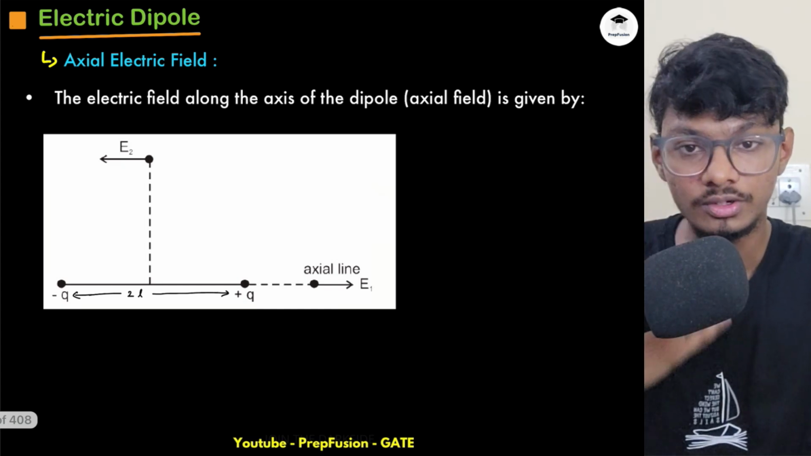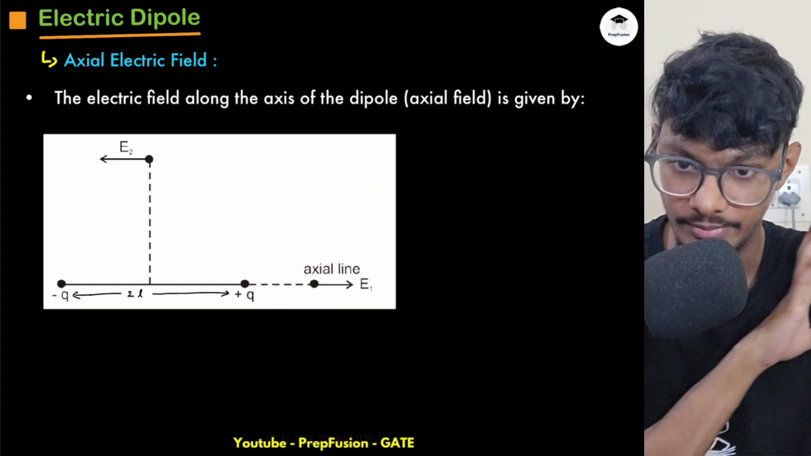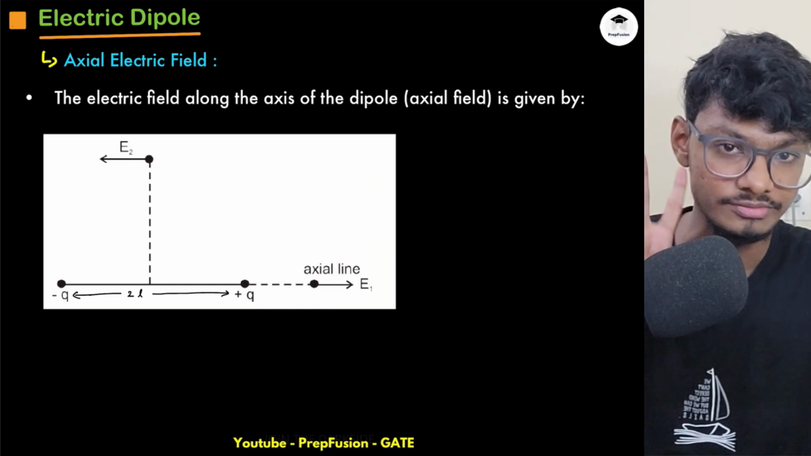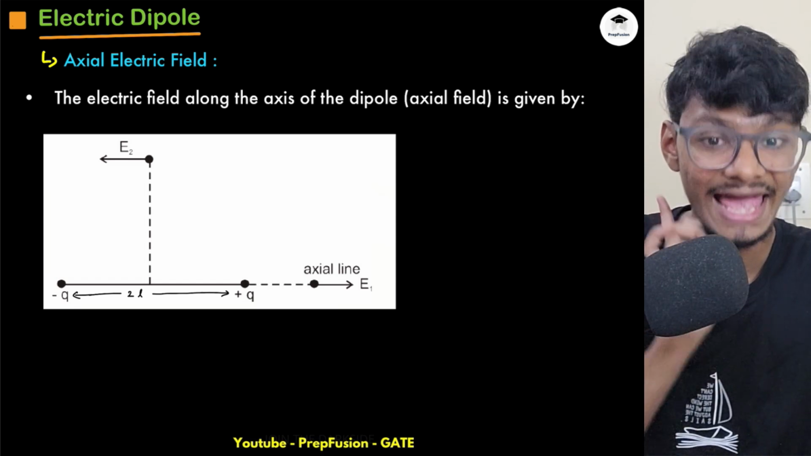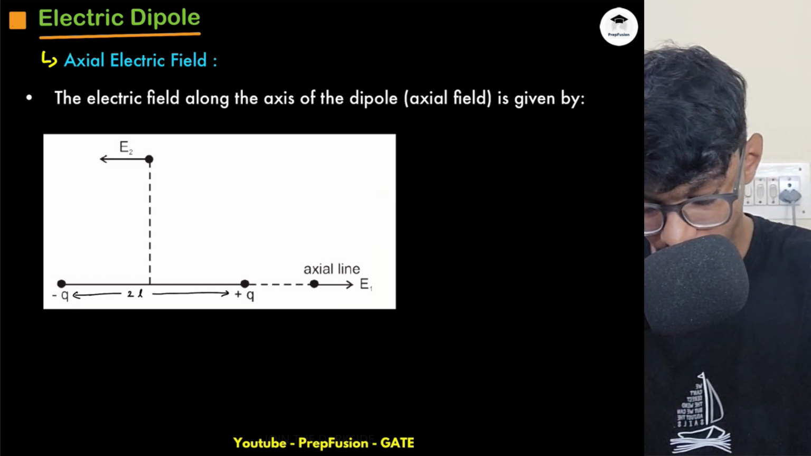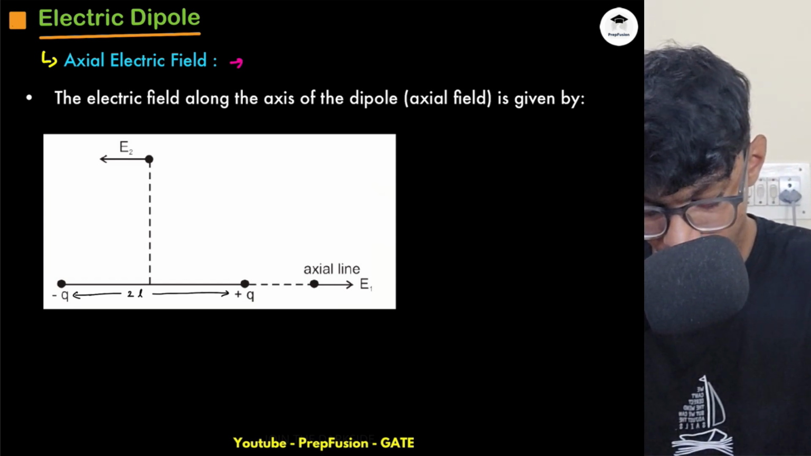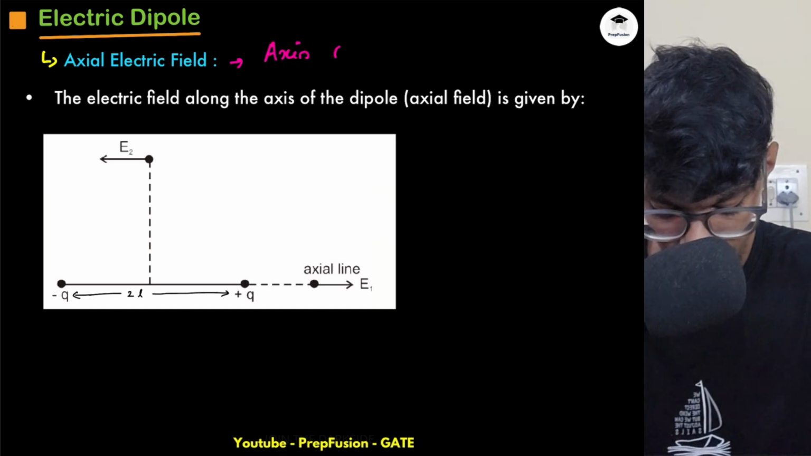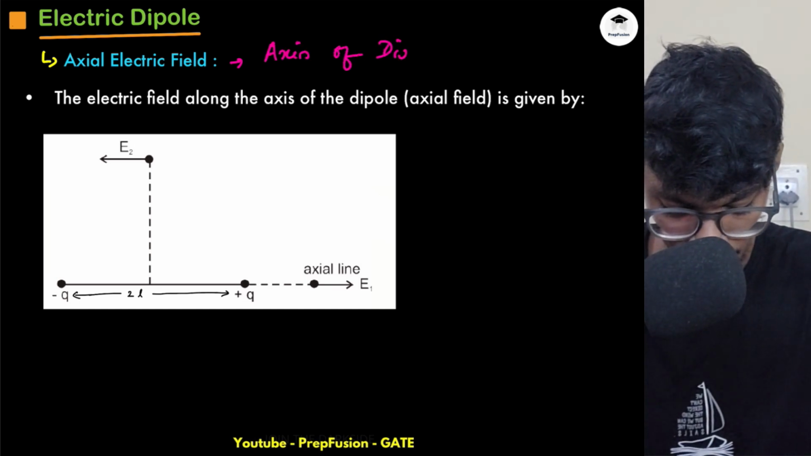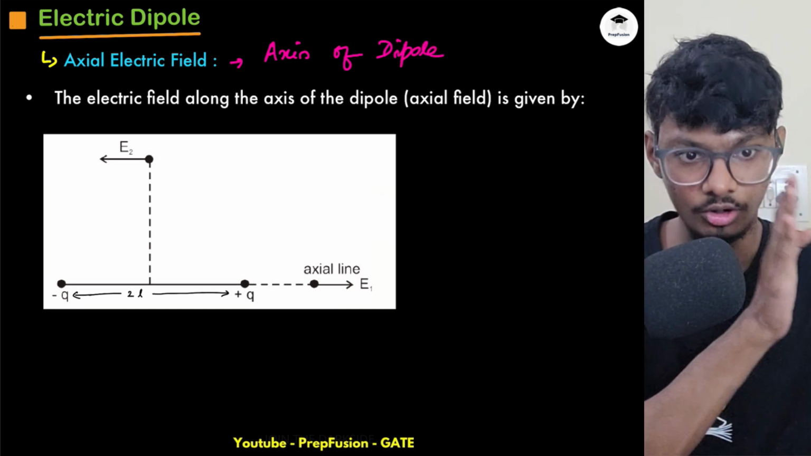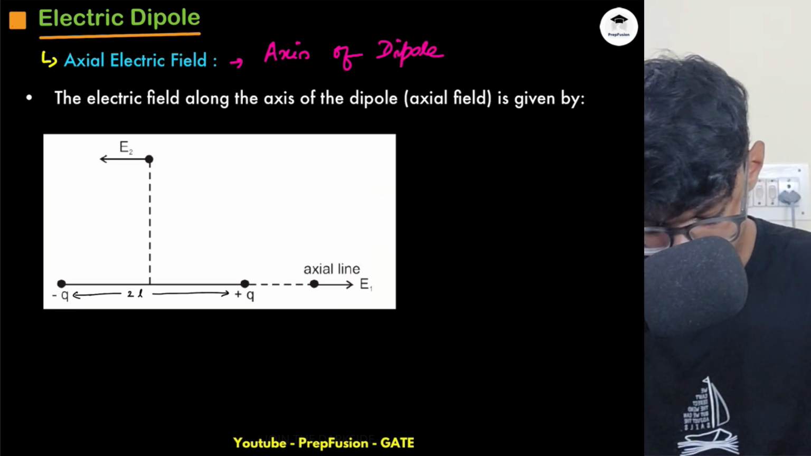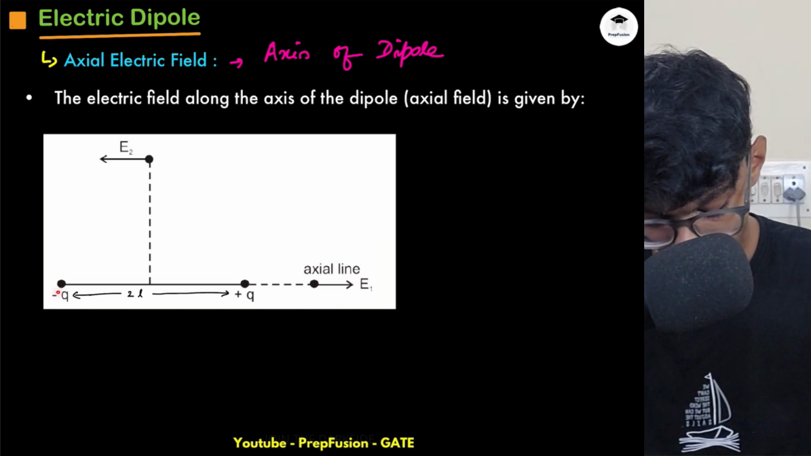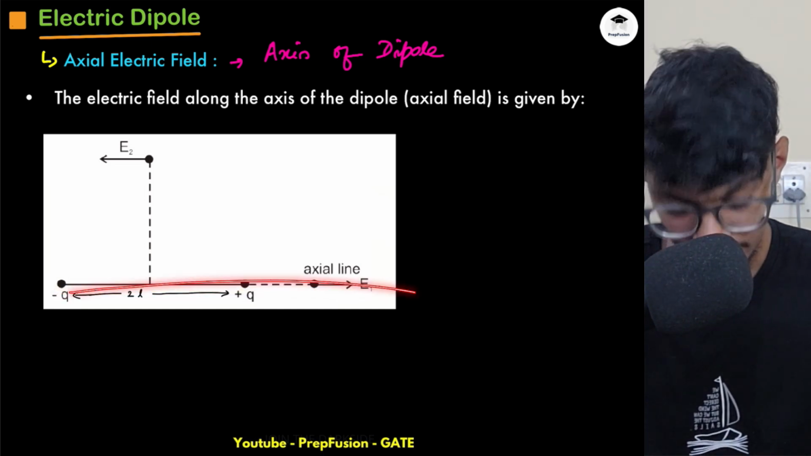Now let's find out the electric field caused due to a dipole. There will be two types of electric field. First, we'll derive the axial electric field, also known as along the axis of the dipole. The other is the field perpendicular to the dipole. So along the axis is this, the axial line along the length vector.